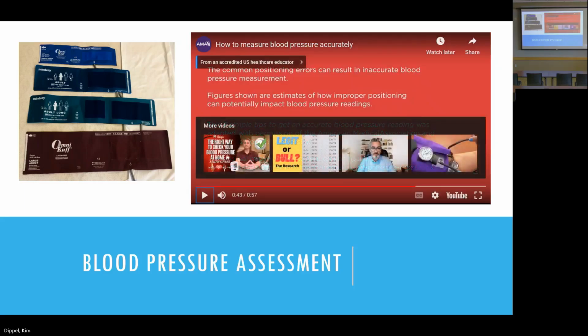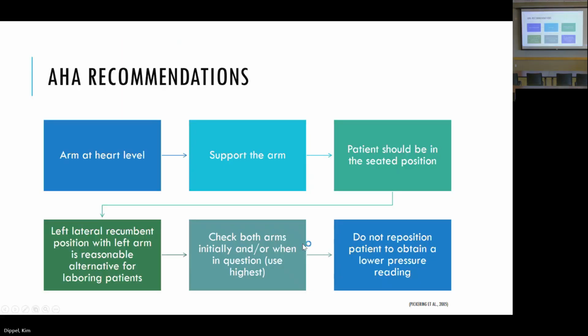And for us, I think in labor and delivery, it becomes very important because there are times that we are making critical decisions on the outcomes of that pregnancy, whether or not that person's going to be sent home or whether or not we're going to induce them. And we need to do accurate blood pressures. So these, again, are American Heart Association recommendations. And I would say too, it's important to check both arms initially to see which one is the highest, and that's the one that you go with.